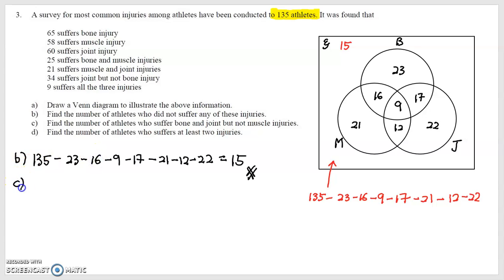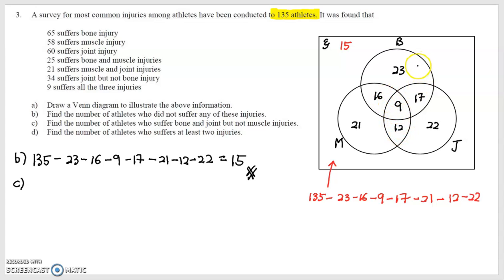Next, we look at question C. Find the number of athletes who suffer bone and joint but not muscle injury. Bone and joint but not muscle. So this is the area of the muscle. You don't need to calculate this area, so we will not count this area.